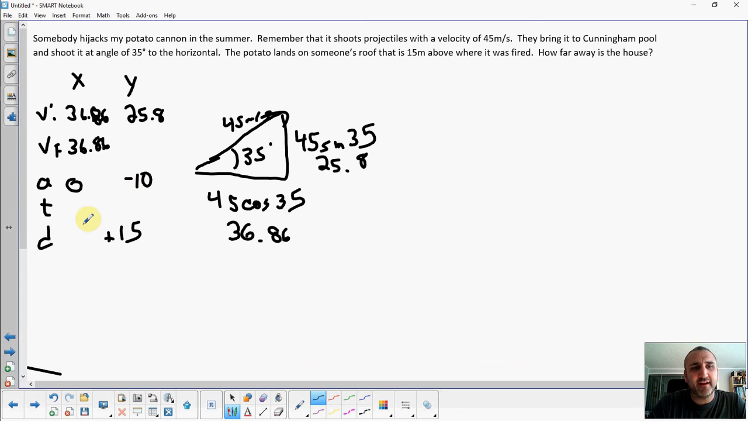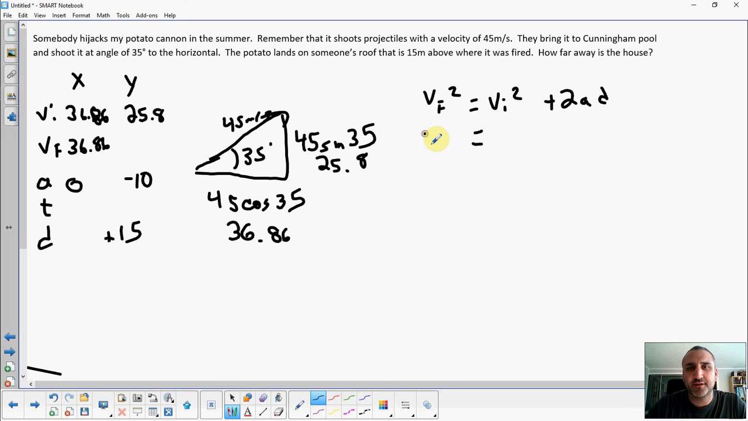Once again, we need to get time. If you want to go for the quadratic equation, you can use d equals vit plus 1/2 at squared and figure out time that way. But you know me, I like using vf squared equals vi squared plus 2ad. All of this stuff is coming from the y dimension because we already know vf in the x, and that's really not going to get us anything useful.